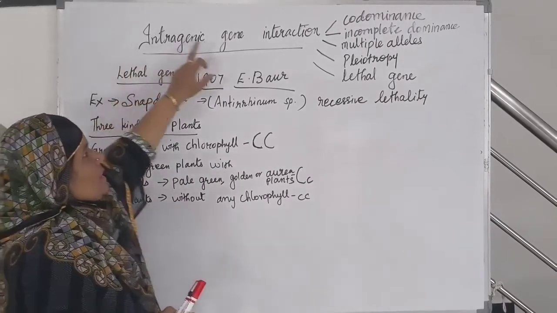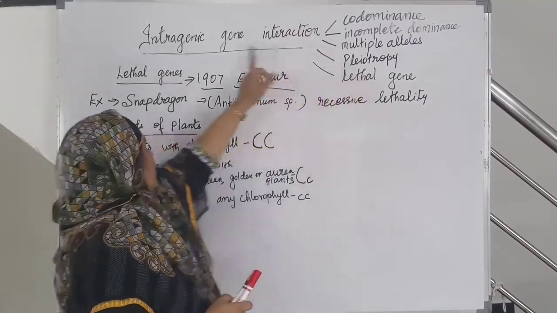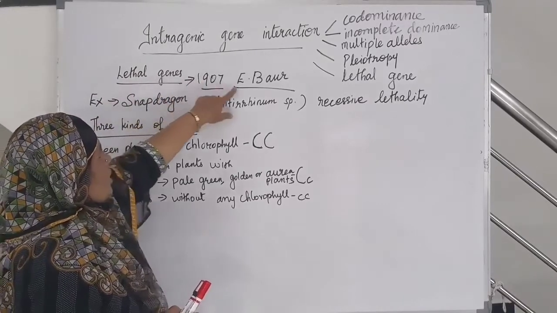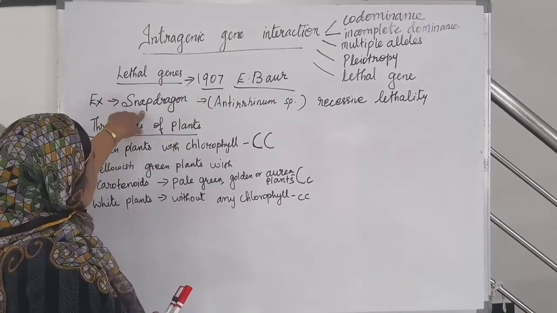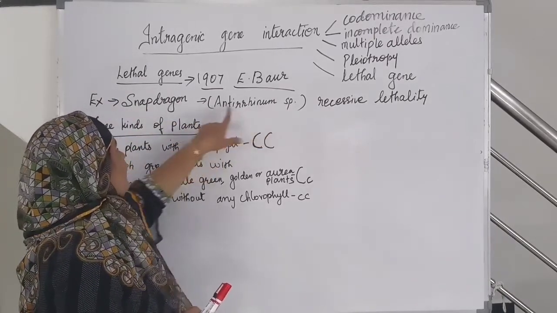In intragenic gene interaction, lethal gene is also included. This lethal gene was explained by E. Boyer in 1907 in the snapdragon plant, that is called Antirrhinum species.